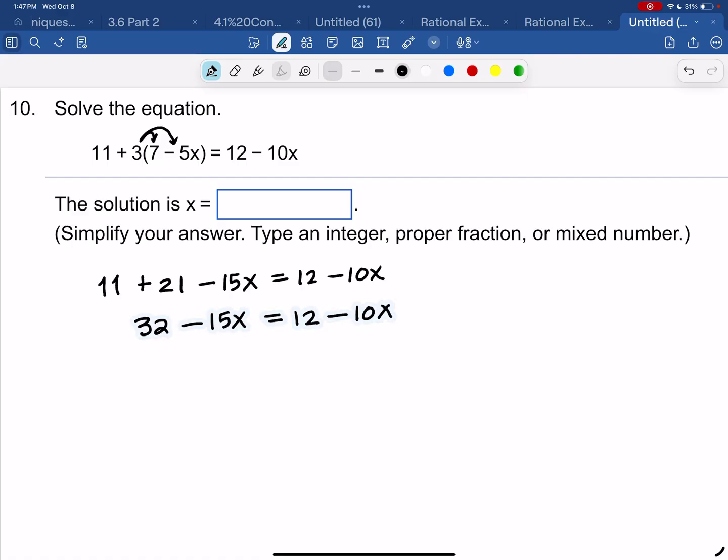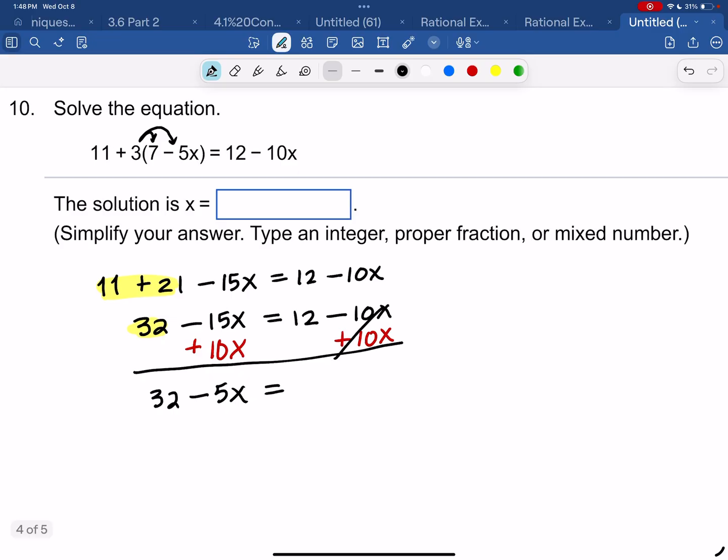That's going to be 32 minus 15x equals 12 minus 10x. Because I just combined the ones that were like terms, 11 and 21 adds to 32. Now, I like my variables on the left, so I see on the right I have a minus 10x. So I'm going to go plus 10x here and plus 10x here. And so I get 32 minus 5x, negative 15 plus 10, opposite signs, subtract. You get a 5, you have more negatives, so it's going to be a negative 5. Equals, these are opposites, they add to 0. So all I have left is a 12.